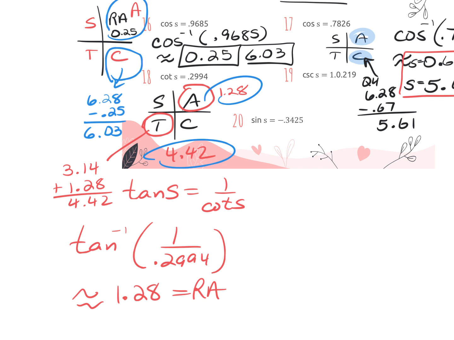For number 19, it's also a reciprocal. Cosecant is the reciprocal to sine. So cosecant of S is equal to 1 over sine, or let's do it that way. So what we're going to do here is sine of S, and then highlight, sine of S is equal to 1 over cosecant. So this would be 1 over, and there's 2 decimal points.